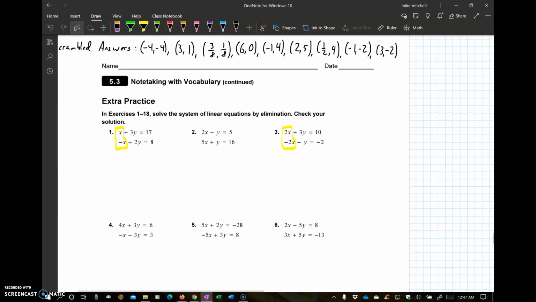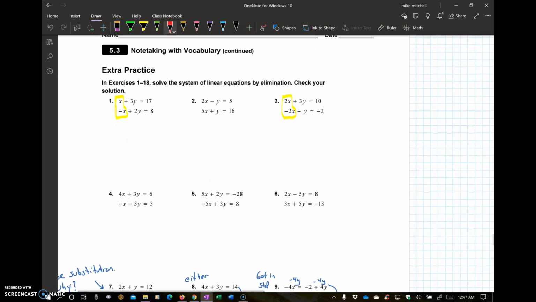Okay, more of the same here on these first 6. You got some scrambled answers up there. Notice these first 6, you got a lot of opposites. Opposites. Opposites. So all these are going to work nicely. Add them up. X minus x is 0. X plus negative x is 0x, or just 0. We don't even need that down.